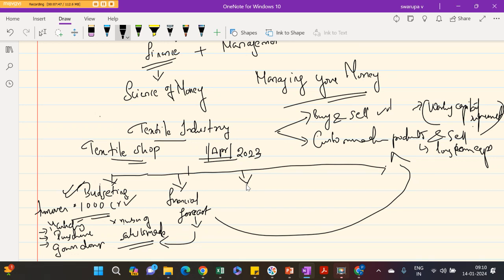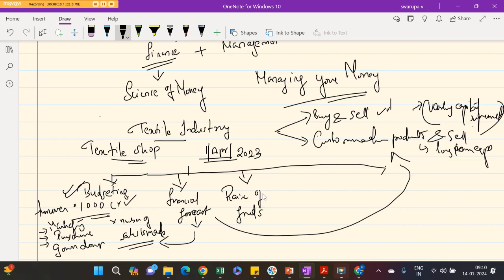So for 1000 crore turnover, I will need at least 100 crores as working capital. I have made a decision, and then I need some investment in fixed assets and other long term investments, which will be some 50 crores. So this I have made a forecast. Now, I need to raise funds. So, the next step is raising of funds.